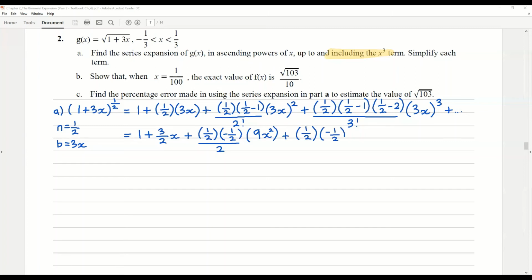-1/2, and then -3 over 2, all over 6, which is 3 factorial, and then we've got to cube 3, so that's going to be 27x cubed. So you might have all this loaded into your calculator. So this is going to equal 1, add 3 over 2 x. Okay, now the 9 and the 2 aren't going to cancel. We have a negative here as well, so -1/4 divided by 2. So I suspect we're going to get -9 over 8 x squared.